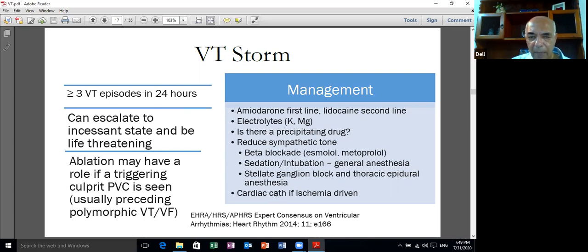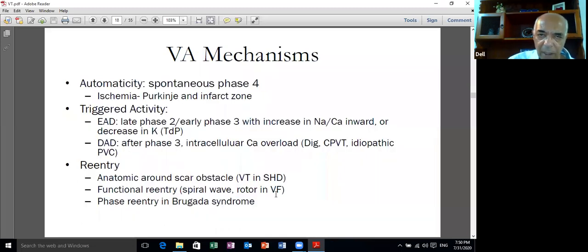And since ischemia is an eminent cause, cardiac catheterization looking for ischemia is important. You need to find out whether a single focus PVC is responsible for that. If that's the situation, you ablate the PVC, and you continue the patient's life without antiarrhythmic drugs. So this is very important.